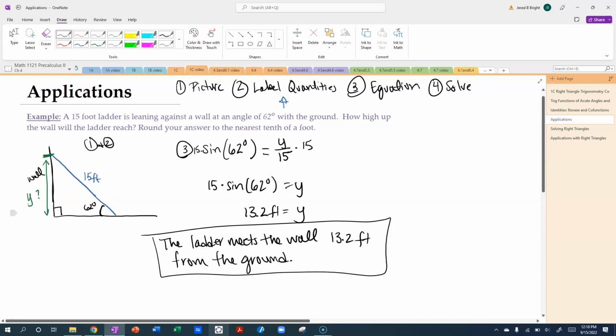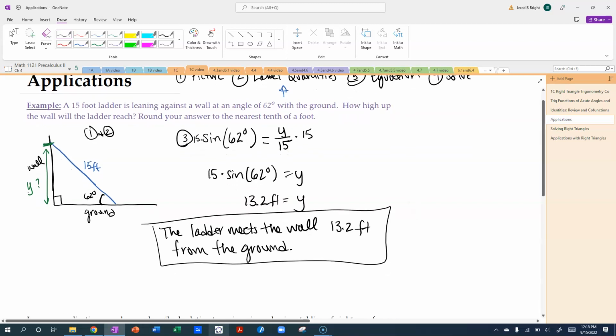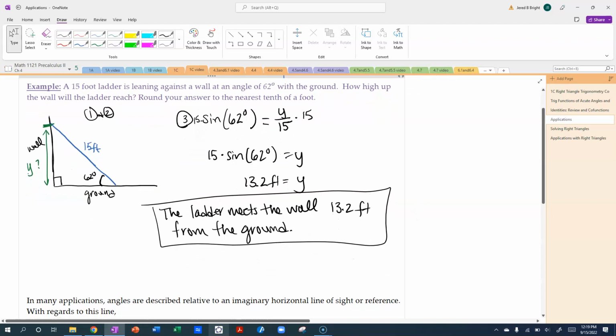Just to recap, start with a picture, which I did. I had the wall, and I should maybe include the label of ground. And then I had the ladder on there, which is 15 feet, at an angle of 62 degrees from the ground, and we're looking for the height along the wall. So I had a picture, labeled some quantities. The equation I used was sine, and then I solved it. I solved for that opposite side in my triangle.